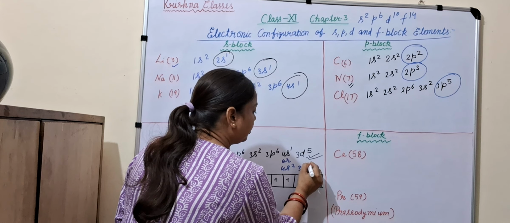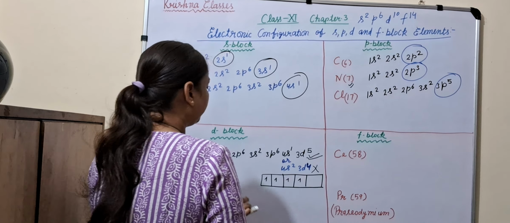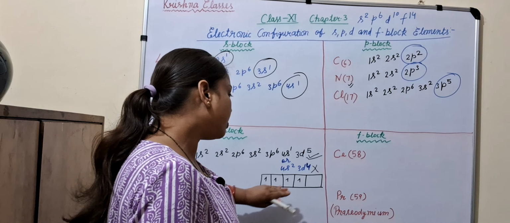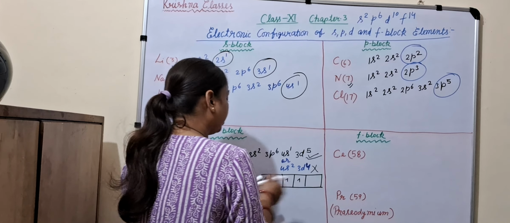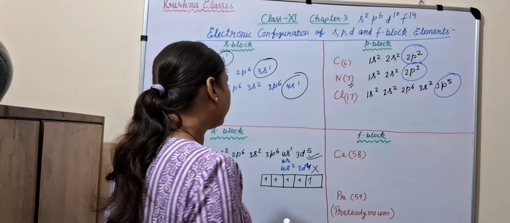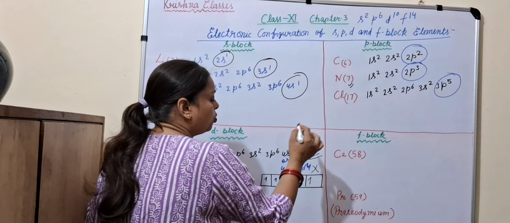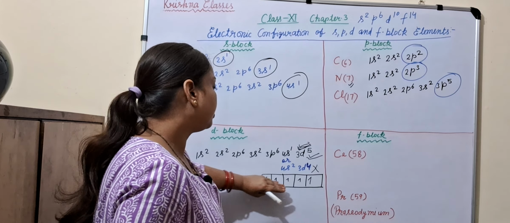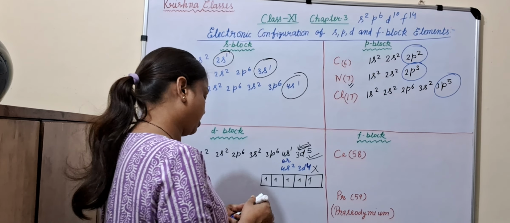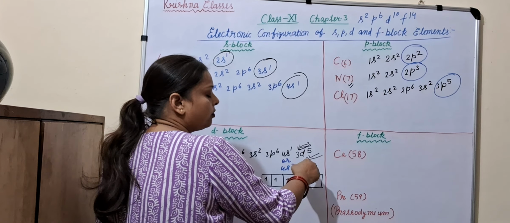This is the correct, not correct. This one is the correct: 4s1 3d5. Why? Because in this form, when the d orbital is partially filled, stability is less. But when the electron is in a half-filled or fully filled state, stability is more. That's why chromium has this electronic configuration. So the electron goes in the d subshell, 1, 2, 3, 4, 5, a half-filled structure, not in the s subshell. Okay, so this one is correct, that one is wrong.